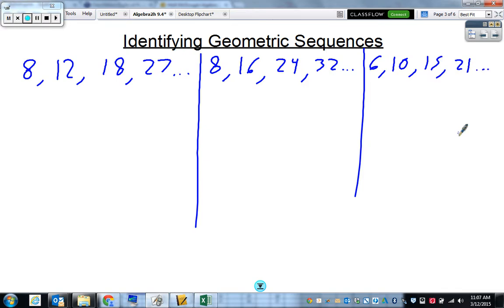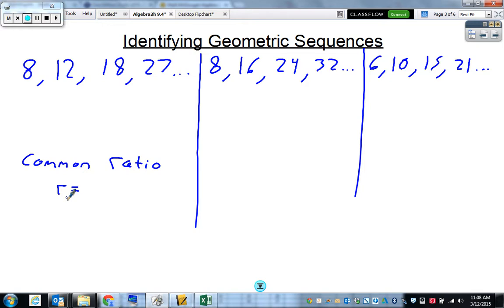Okay, so 3 different sequences. And I'm going to check to see if it's geometric or if it's arithmetic or just neither. Now we know that arithmetic is something that we're adding, a common difference. Well, geometric is something that's multiplied, or what we call a common ratio, or R equals.